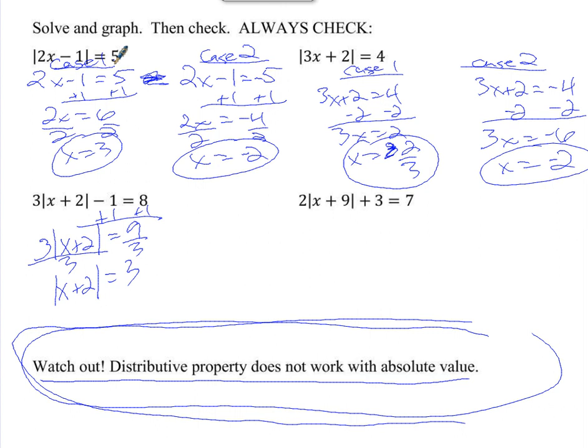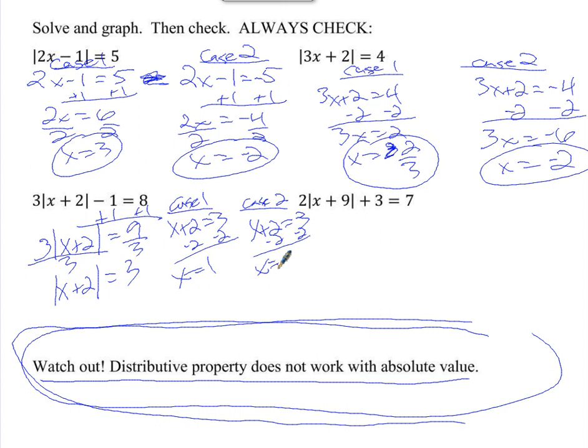So what could we do? Case 1 and case 2. Okay, case 1 is what? The positive case, so I'm going to write x plus 2 equals 3, and then the other case. All right, so I subtract 2 from both sides, and I get x equals 1. Here I subtract 2 from both sides, and I get x equals -5. Now what?